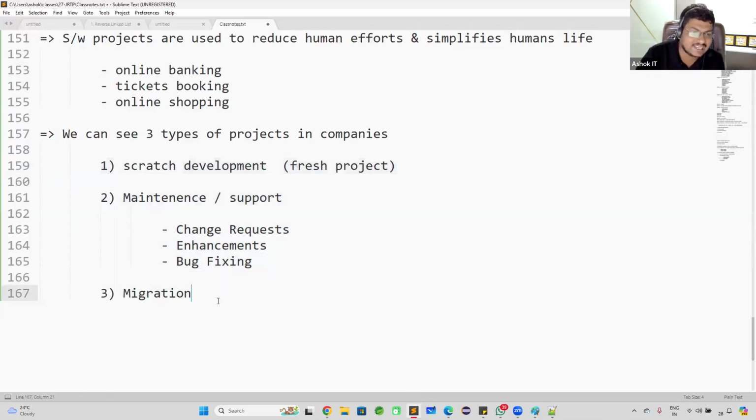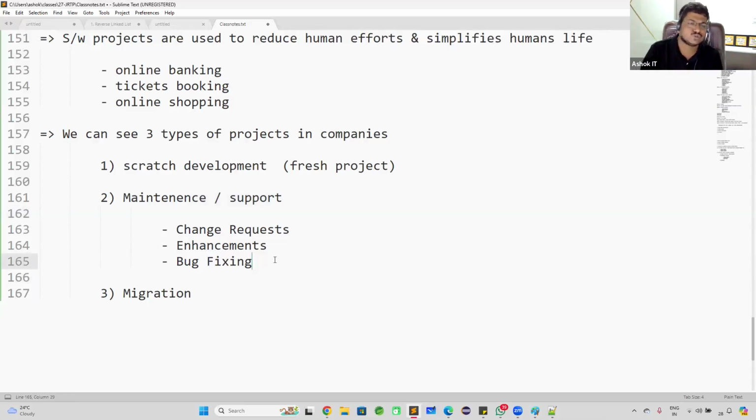And the second category is called maintenance project. That means the project is already completed. On that project, we are providing support for the client. The client may give some change request, the client may ask for some new functionality to be implemented, and if any bug is available in the application, we need to fix that. So such kind of support is required for every project now.